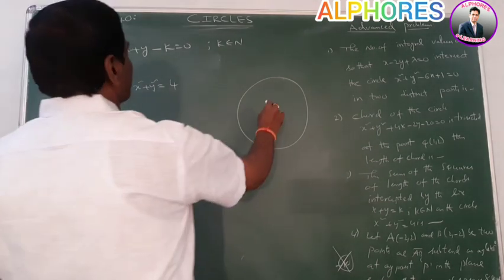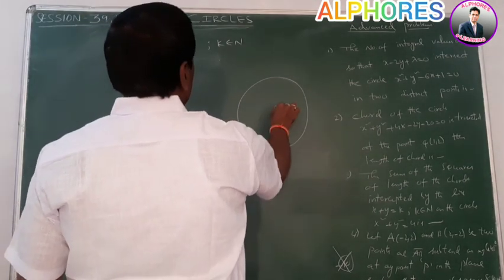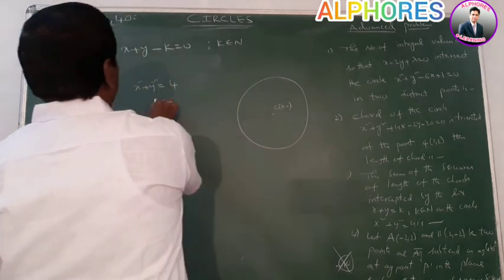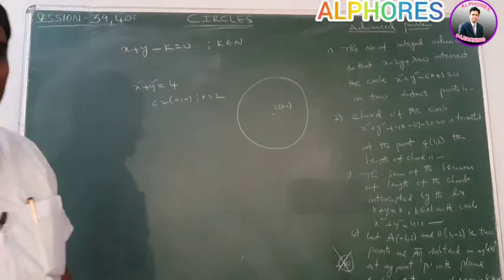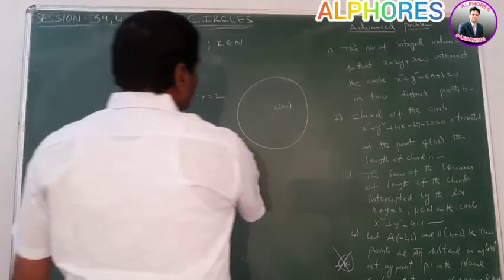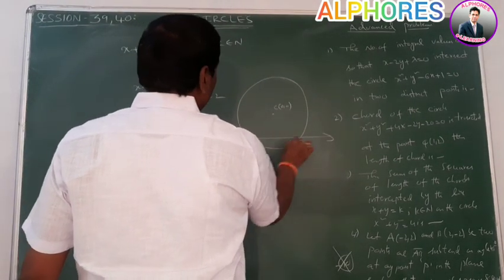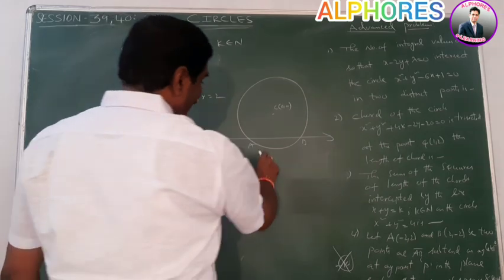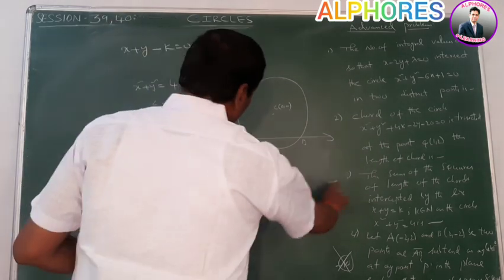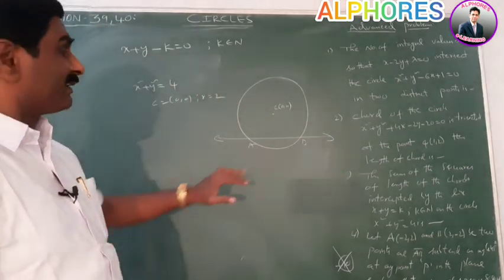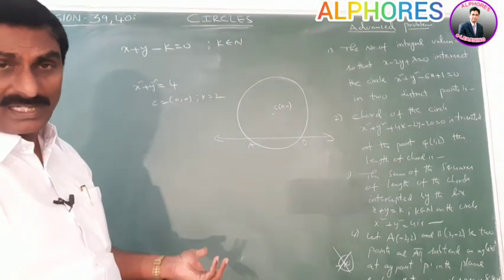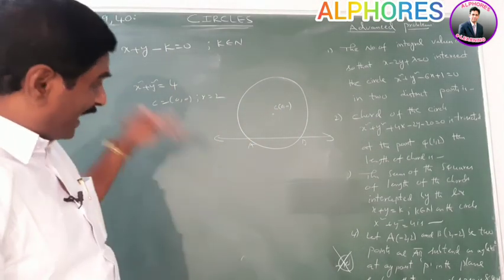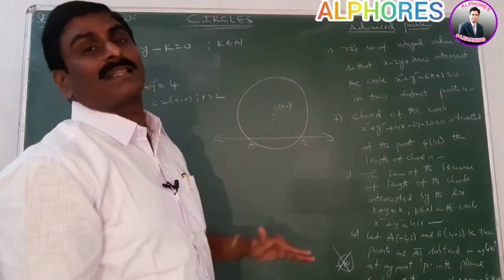Here the circle equation is x square plus y square is equal to 4. That means the center of the circle is (0, 0). Radius of the circle is equal to 2 units. Suppose this line cuts the circle at 2 points, we get the length of the chord. If the line touches the circle, the length of the chord is 0. If the line is away from the circle, neither touching nor intersecting, then the length of the chord does not exist, that means 0. If the line cuts the circle, then only we get the length of the chord.